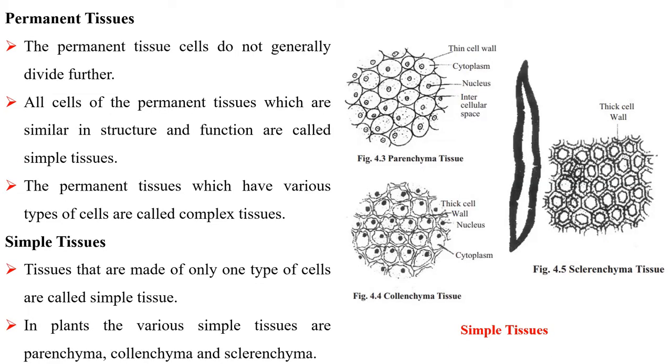Permanent tissues. The permanent tissue cells do not generally divide further. All cells of the permanent tissues which are similar in structure and function are called simple tissues. The permanent tissues which have various types of cells are called complex tissues. Simple tissues. Tissues that are made of only one type of cells are called simple tissues. In plants, the various simple tissues are parenchyma, collenchyma, and sclerenchyma.